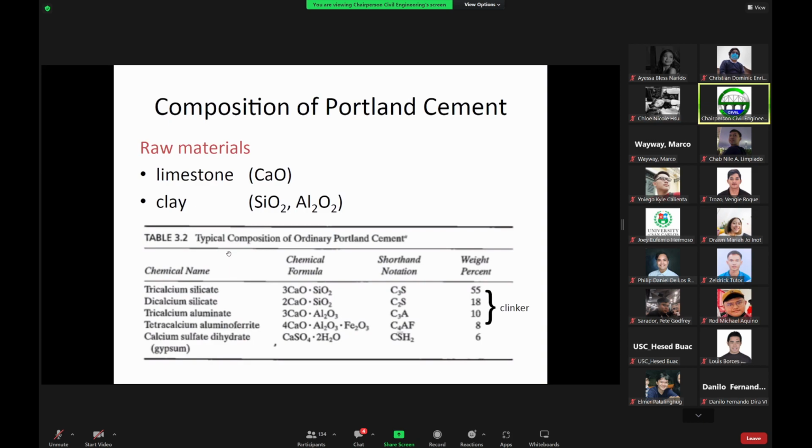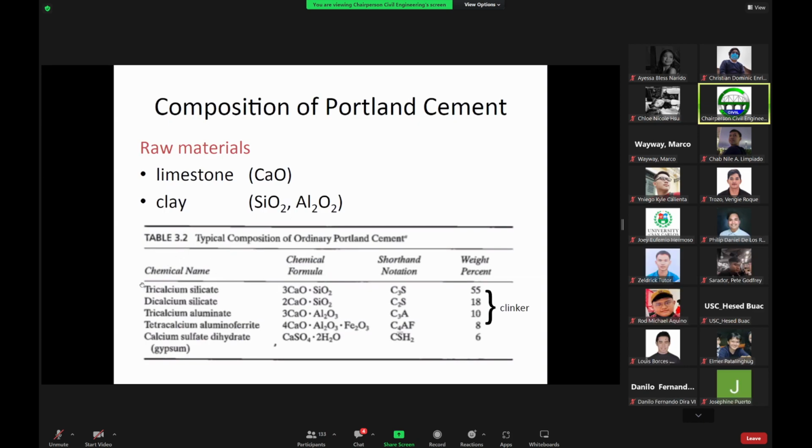But after it is heated inside the kiln, it produces these. The first four you see here is what we call the clinker. This clinker is made up of these calcium silicates and these calcium aluminates. Then when you add the clinker with your gypsum, that's what makes up your Portland cement. This gypsum is important in your Portland cement mixture because it will control the setting of your concrete.